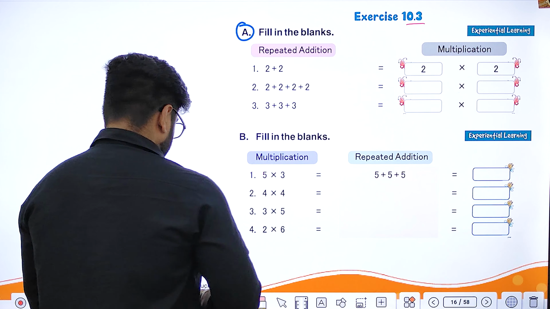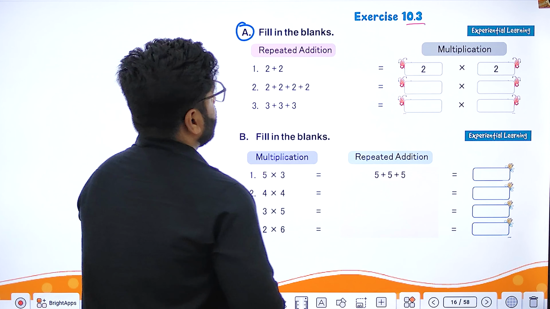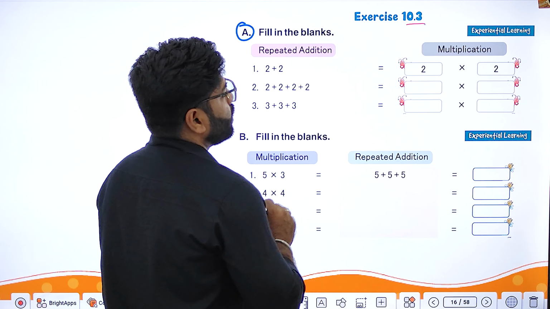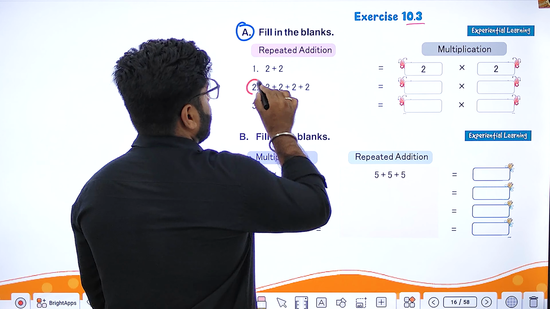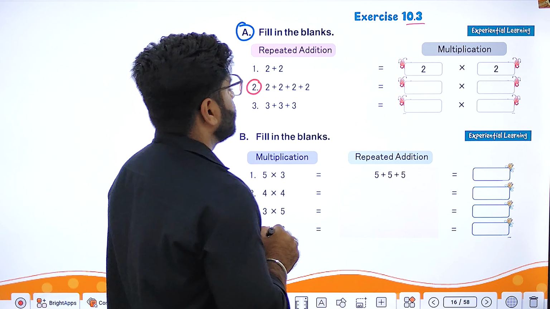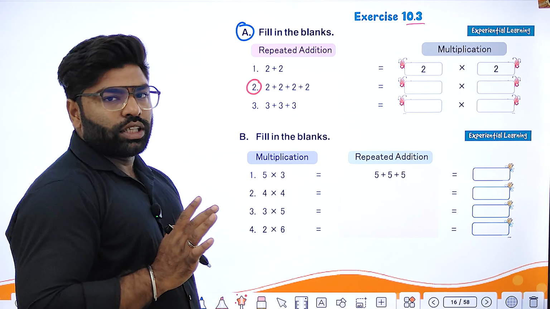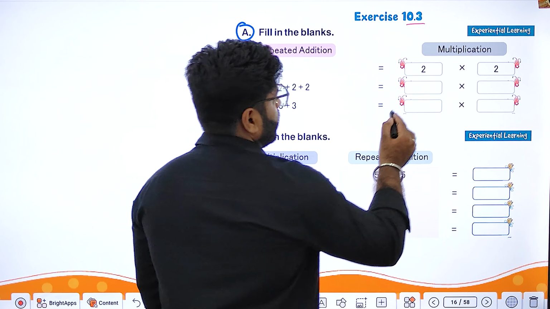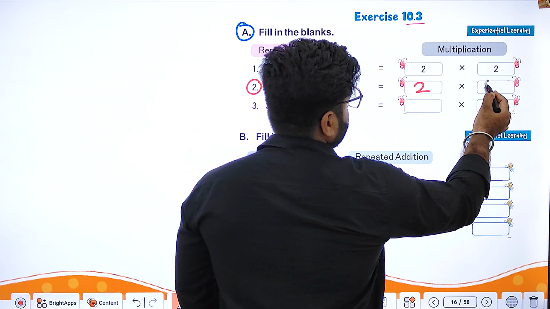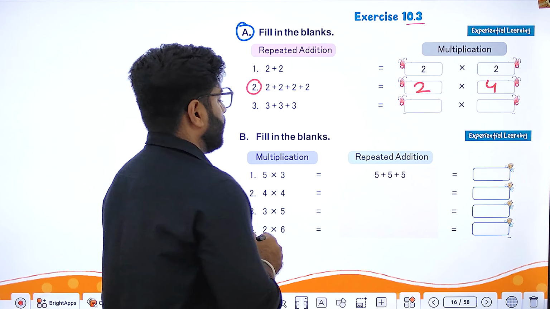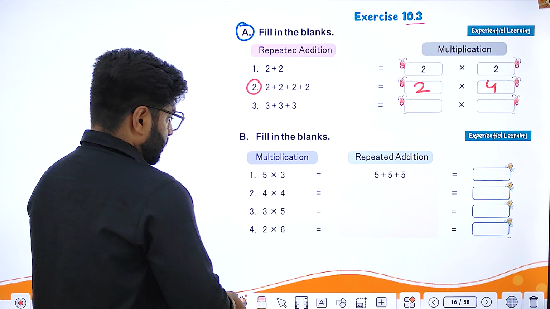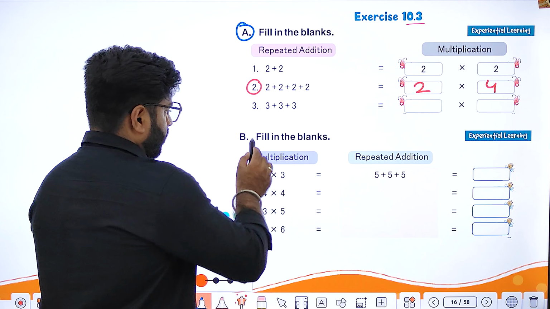Question number 1, fill in the blank, that is for repeated addition. Here we have the second part, that is 2 plus 2 plus 2 plus 2. How many times are 2s there? 4. So we can say 2s, 4 times. Next is question number B.